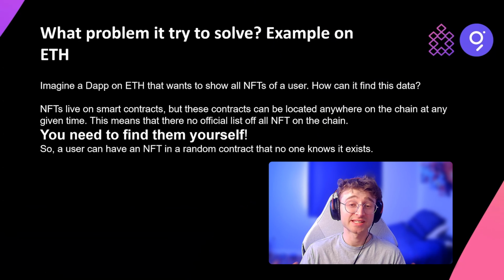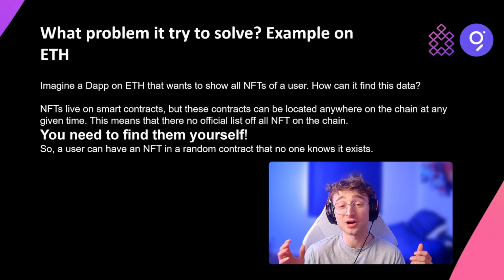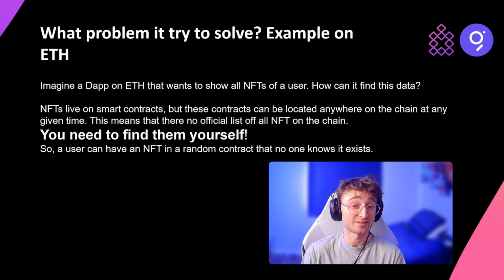So imagine you have a dApp on Ethereum that you want to show all NFTs of a user, like a wallet. How can you find all that data? Because NFTs live on smart contracts, they can be anywhere at any time on the blockchain. So it's very difficult to know all the NFTs that ever existed, because there's no official list of NFTs on the chain. So you need to find them all by yourself.